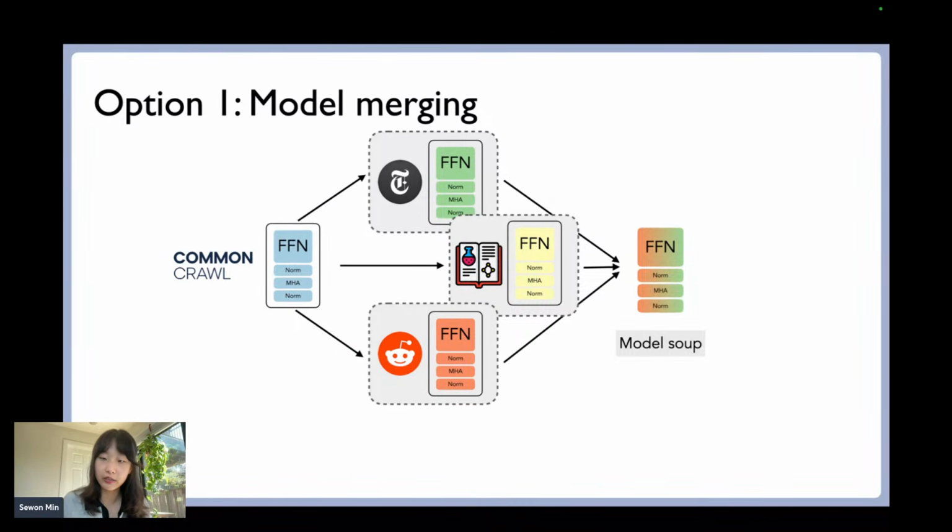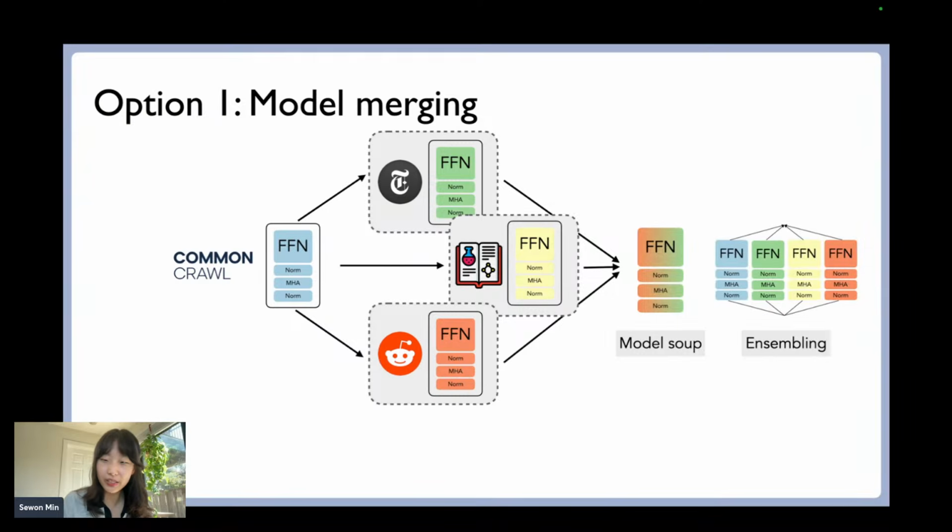And model merging can be broadly categorized into 2 different approaches. One is called model soup or weight merging, where the idea is we do weight merging over all parameters into a single model. And then the other is ensembling, which means you keep each individual model separately, but then when you have a test input, you get an output probability distribution from each model, and then do weighted ensembling over them.